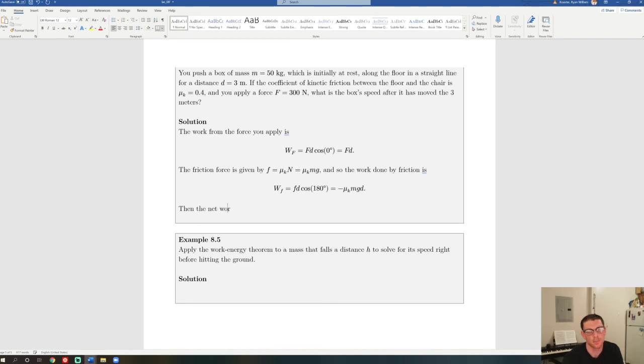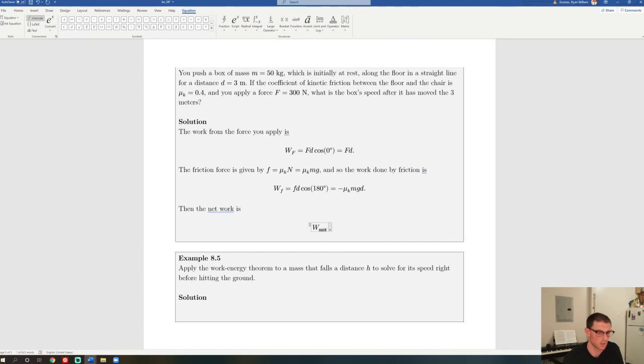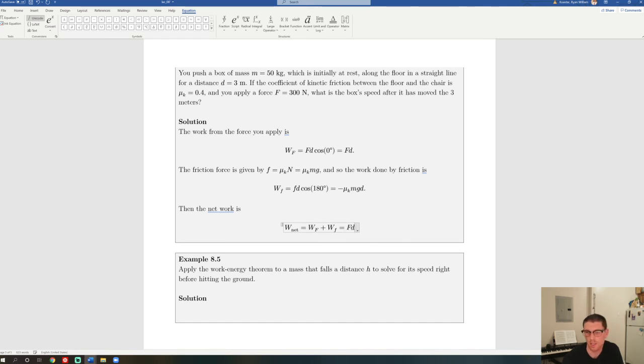Then the net work is just going to be the sum of the work that you do plus the work done by friction, right? And substituting in, we find it's F d minus mu sub k m g d. And we can clean this up a little bit. We can just factor out the d, right, and get F minus mu sub k m g inside the parentheses times d.